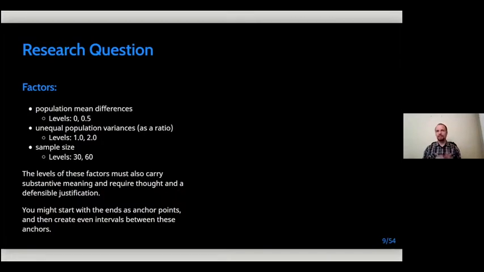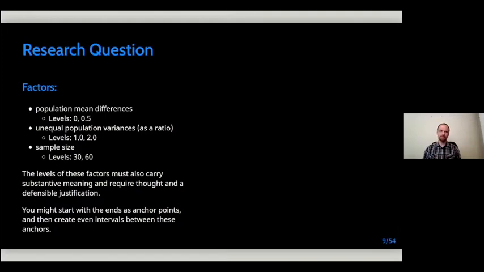Or you could just simply put in the exact numbers that you want. It's just the idea of having a clear idea of what you're going after. So I want to somehow capture unequal population variances. I can either put an absolute measure or maybe a relative measure like the ratio of one to the other. Sample size is the third factor I talked about in my research question, and I might start with a sample size as small as 30 or 60.